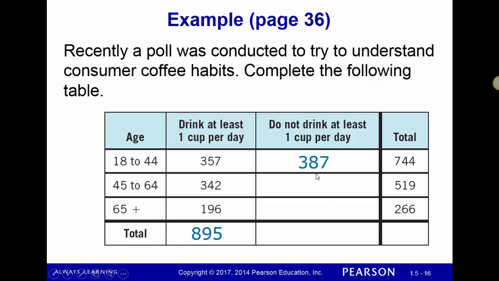I can also add these numbers up to get the total here. And so the 387 again came from taking 744 minus 357. I can take 519 and subtract 342 and I get 177. I can take 266 and subtract 196 and I get 70. I can add those numbers up. I can add this number plus this number to get the total, and I can check the total by adding these 3 numbers together and make sure I get a number that agrees.